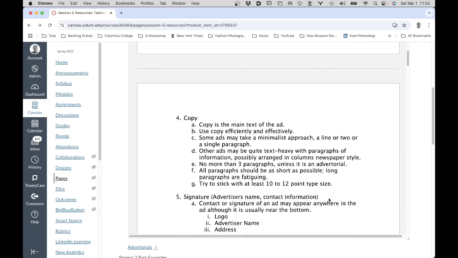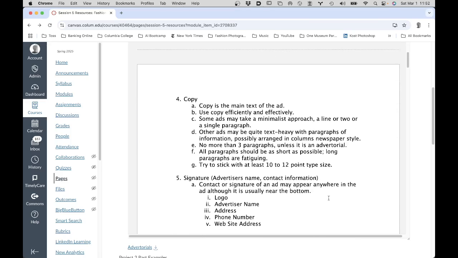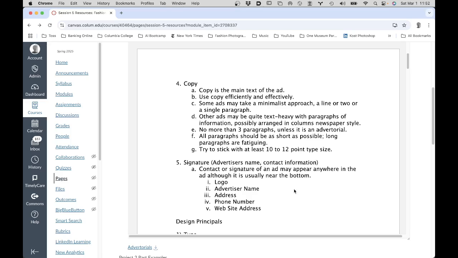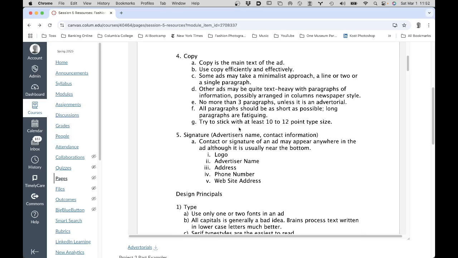The copy. So this is the copy. Again, in most of the work that we do, there's a minimal amount of copy. We're not trying to sell legal services, that kind of stuff. But this will help you in doing all of this. You want to keep this as brief as you can possibly keep this. This is critical right here. At least 10 to 12 point size for your type in here.